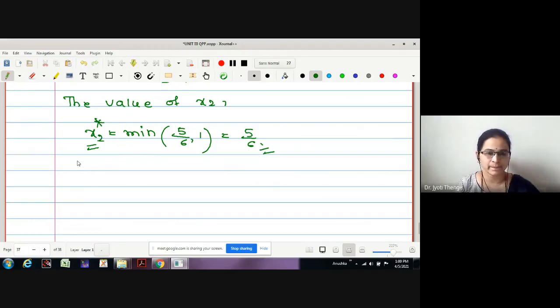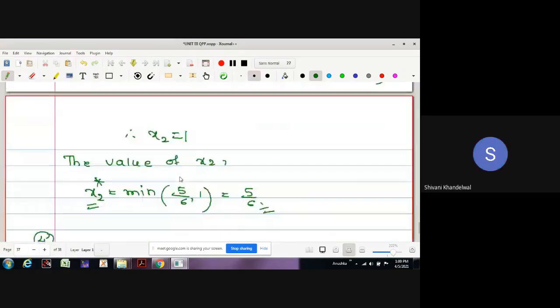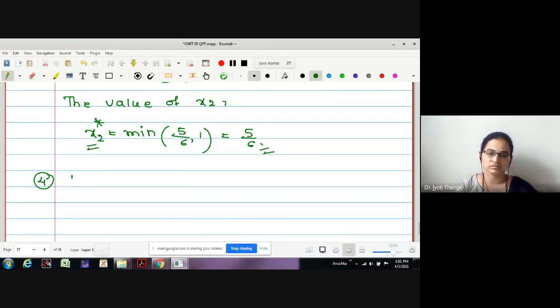Okay. Now the step changes actually. Now x2 is my basic variable. Now what are the non-basic variables? x1 and x3 are the non-basic variables, right? Are you getting me or not? Yes, ma'am. Now for this iteration, the basic variable is x2. What are the non-basic variables? x1 and x3. Now we have to repeat the process.